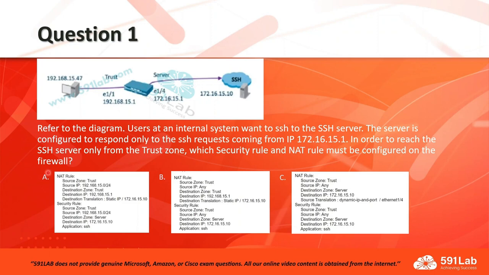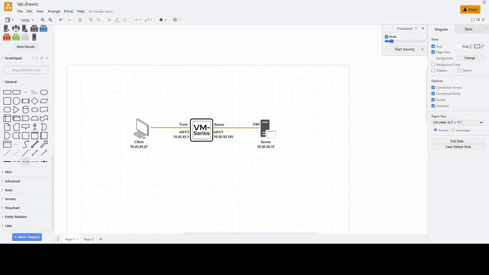We have option A, using these NAT rules and security rules. B and C are as follows, and the diagram of question number 1 is shown above. To answer this question, I will show you how we can set up the NAT rules and the security rules from the lab simulation. Let's go to the lab simulation.